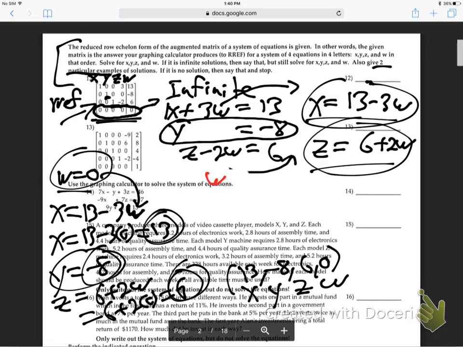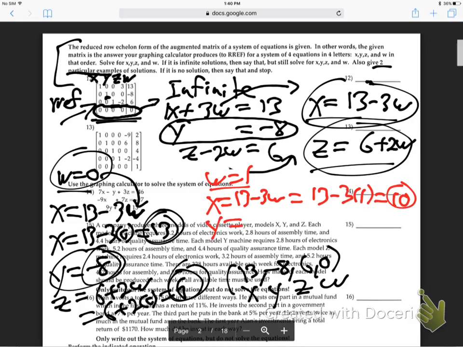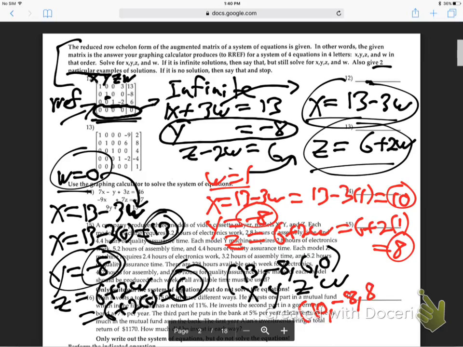Okay, now let w be 1. You can let w be any number. What is x going to be? 13 minus 3 times w. 13 minus 3 times 1, what's that, 10? Y is always negative 8, nothing to do there. Z is 6 plus 2w. So that's 6 plus 2 times 1, what's that, 8? So there's another particular answer, which is what? X is 10, Y is negative 8, Z is 8, W was 1. There's another X, Y, Z. So there's one answer, there's another answer.